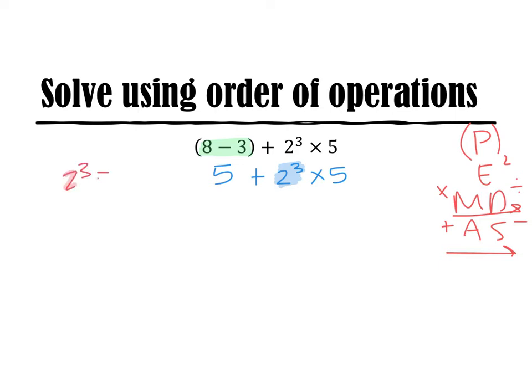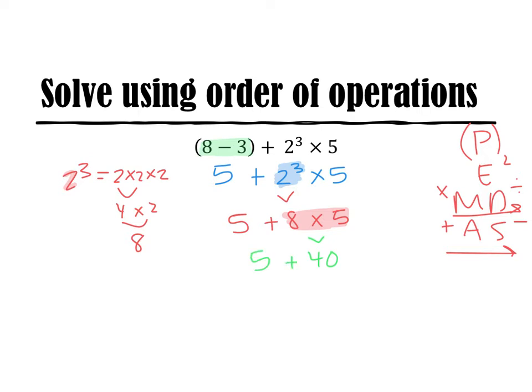2 cubed is really 2 times 2 times 2. So 2 times 2 is 4, times 2 is going to give me 8. So this will be 8. Now I'm going to bring down everything else. All right. So now what we're going to have to do next is multiply. 8 times 5 is going to be our next step. So 8 times 5 gives us 40. Then bring down our plus 5.